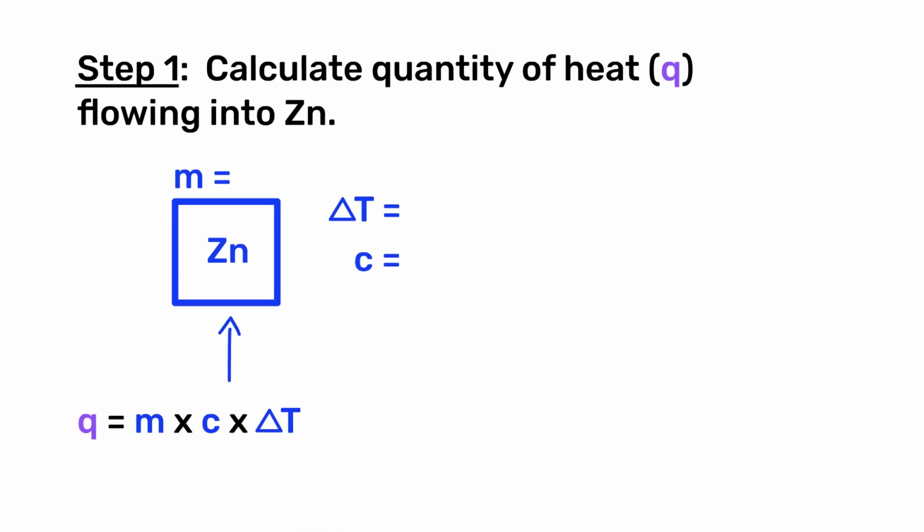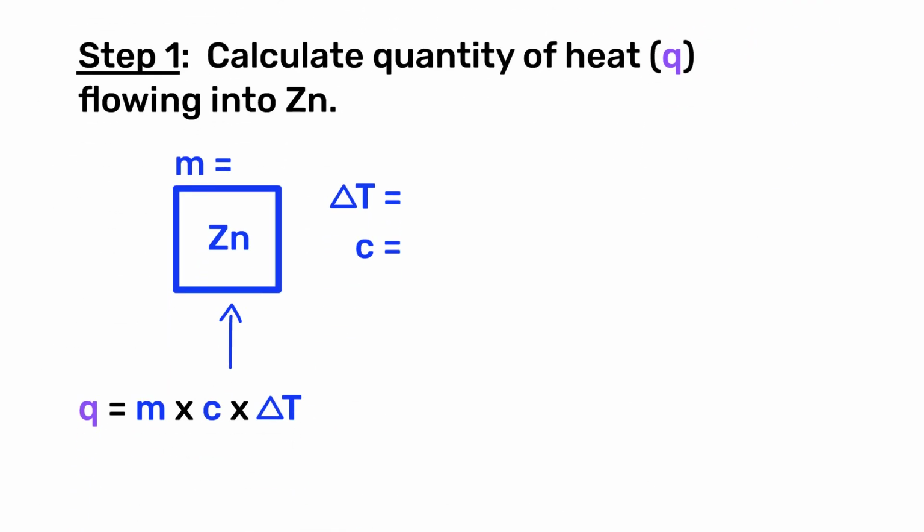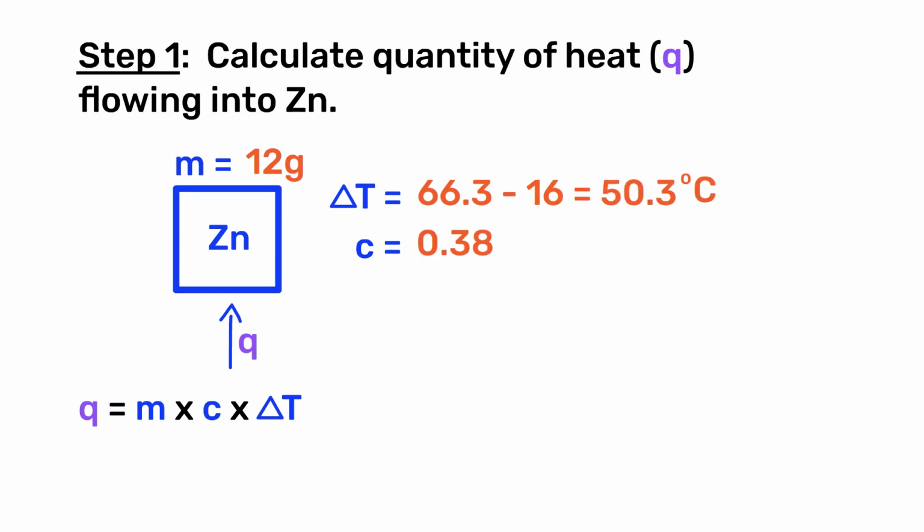So the first thing you would do is to calculate the quantity of heat flowing into zinc. So you have the mass in 12 grams, calculate delta T. Specific heat is given, and note that the unit for specific heat has grams. So we leave the mass of zinc as 12 grams and you don't need to convert it into kilograms.